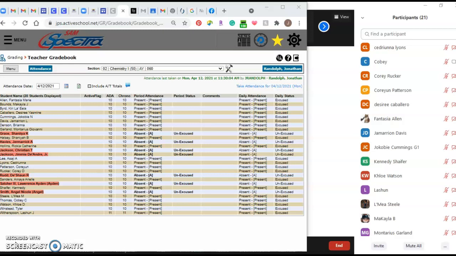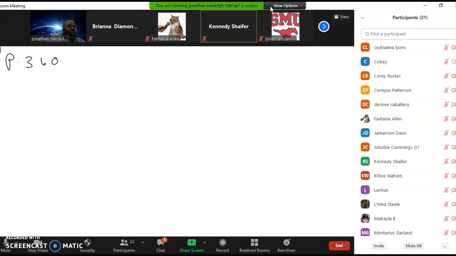Will you all read the first problem on page 360? It says, how many molecules of ammonia are produced when 0.6 moles of nitrogen react with hydrogen? So the equation: it asks you for ammonia, right? Can anyone tell me what the equation for ammonia is?